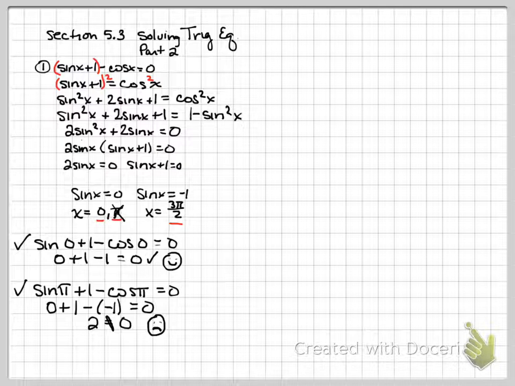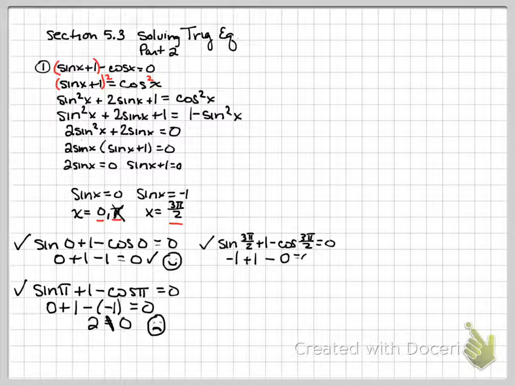Now let's check our last one, the 3 pi over 2. So the sine of 3 pi over 2 plus 1 minus the cosine of 3 pi over 2 equals 0. Well, sine of 3 pi over 2 is negative 1 plus 1 minus the cosine of 3 pi over 2 is 0, equals 0. Yep, that's going to give me a 0. Yay! So there's our two solutions, 0 and 3 pi over 2.